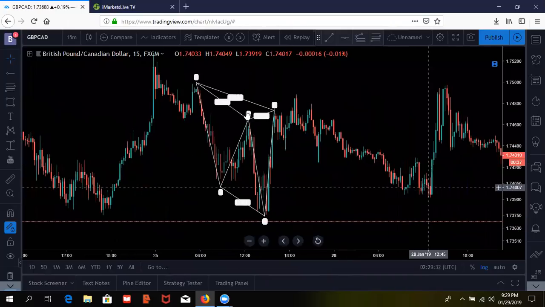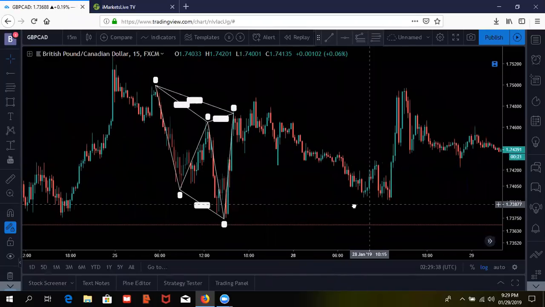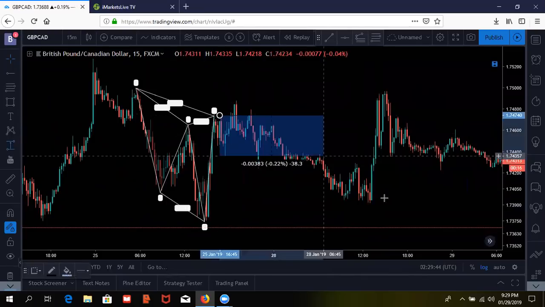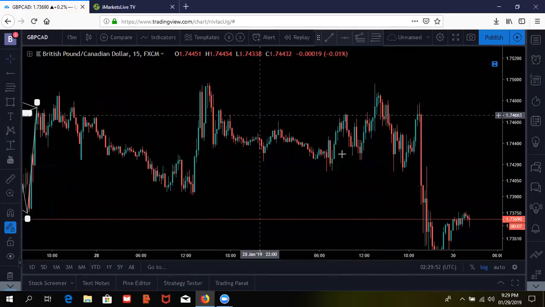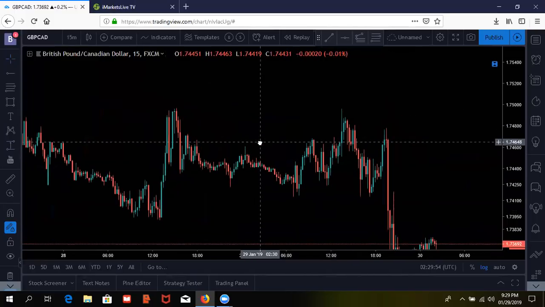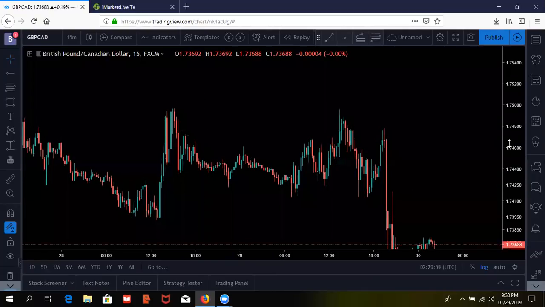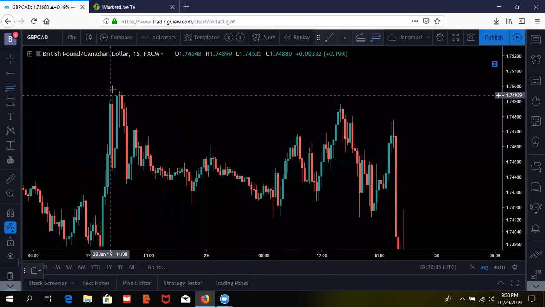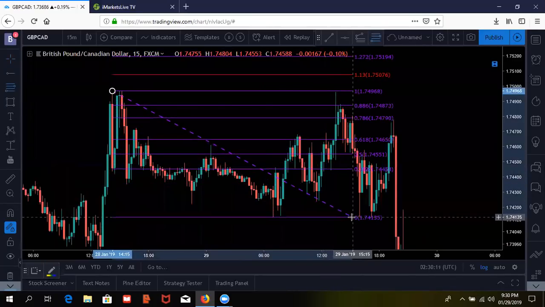So that's one harmonic pattern right there. Technically, yeah, this thing dropped. That's about an 80 pip drop from our entry point right there. And then it came over here and created another harmonic pattern. So again, it's all about training your eye to see these different movements.